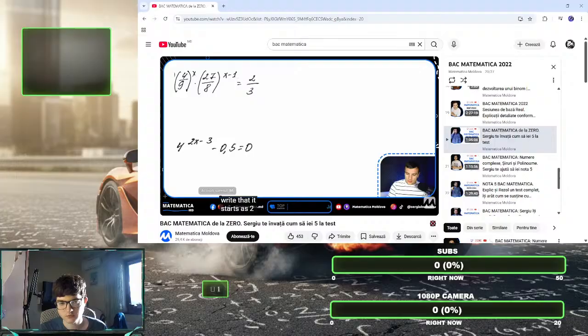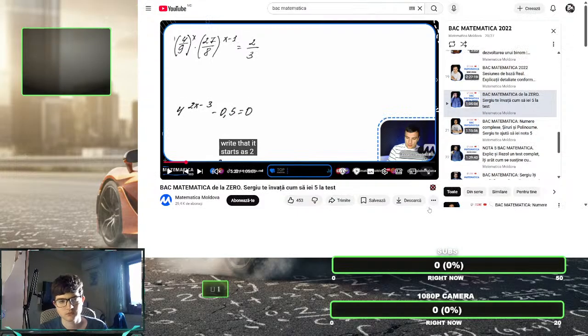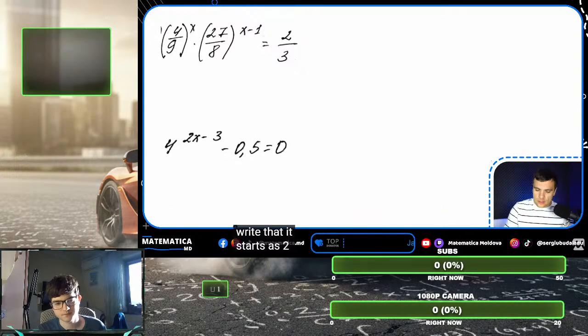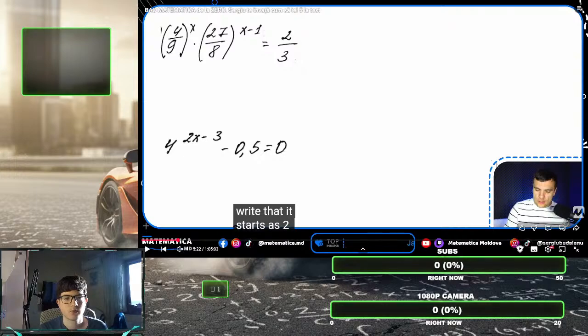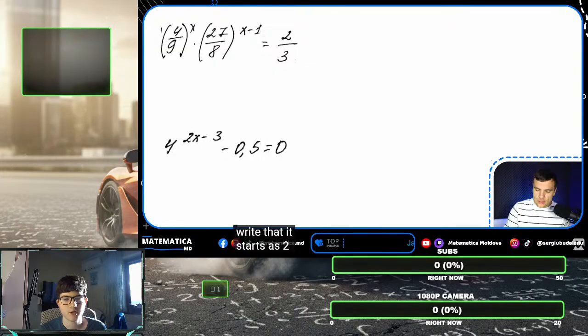On this thing. Let's see. So it starts off, I already know, with this from the very top. 4 divided by 9, power of x, and then 27 divided by 8, power of x minus 1. I think here's gonna be pretty similar, powers and stuff.